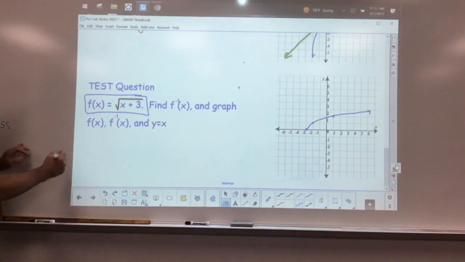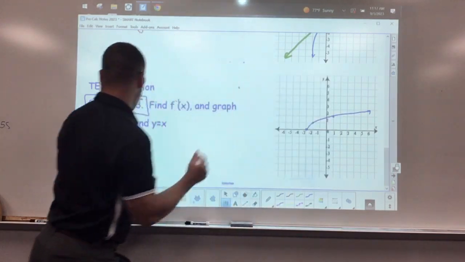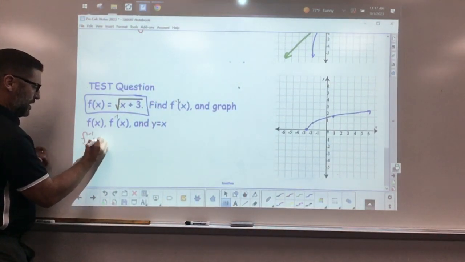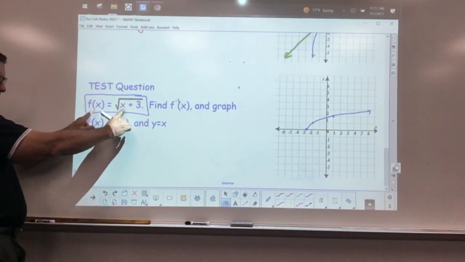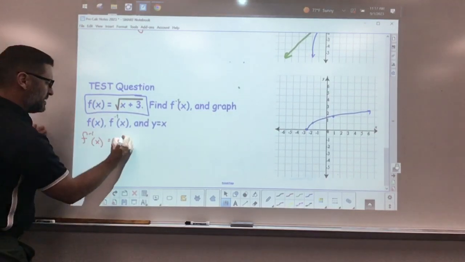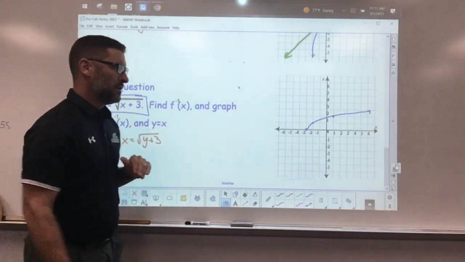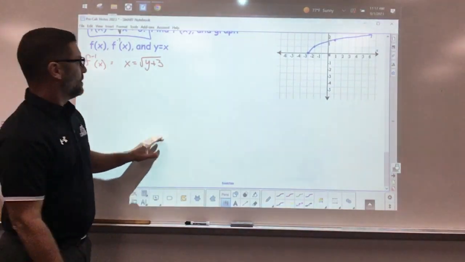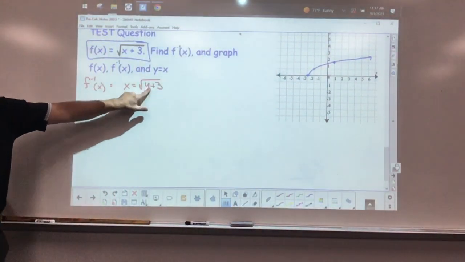f of x. All right, now I'm going to change colors, and I'm going to go to the inverse of f of x. So I want to find the inverse, f to the negative 1 of x. And that tells me to take the x and the y. It's not in there, but I'm going to take those two and I'm going to switch them. So it becomes x equals root y plus 3. And we got to go get the y by itself again. So I'm going to do the math here. Well, I got to square root. I got to get rid of a square root.